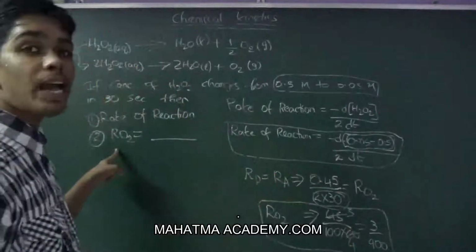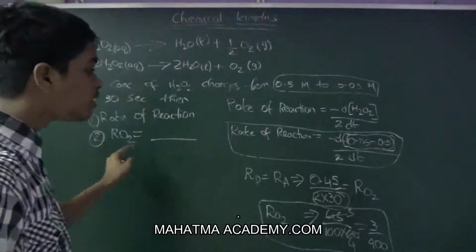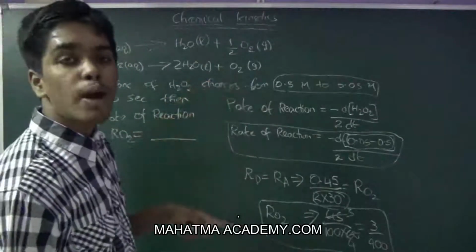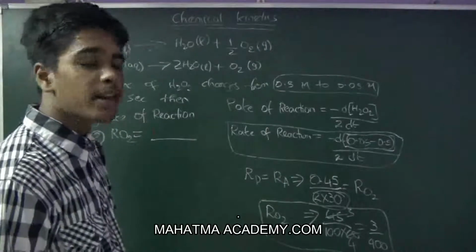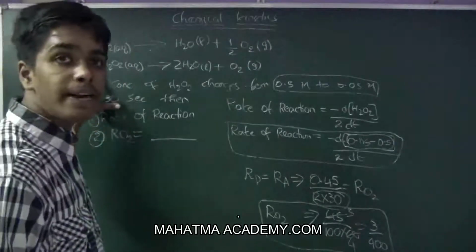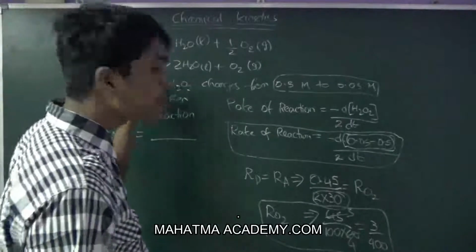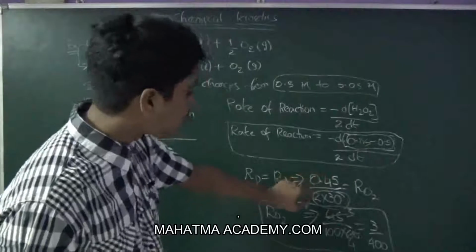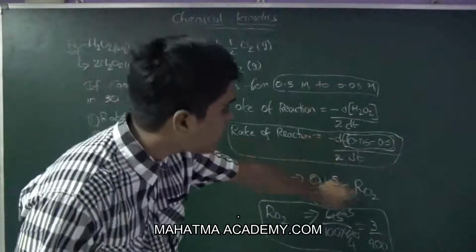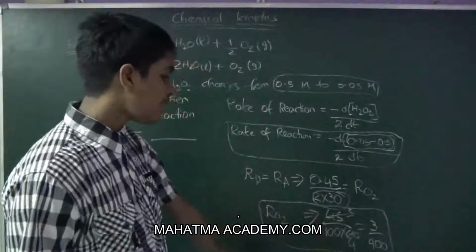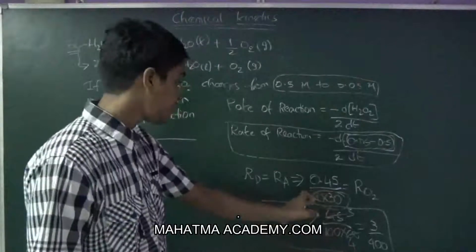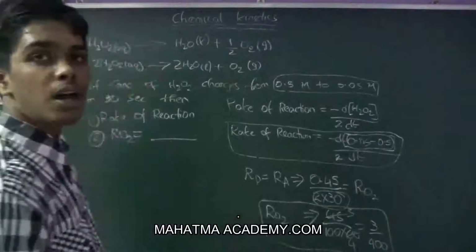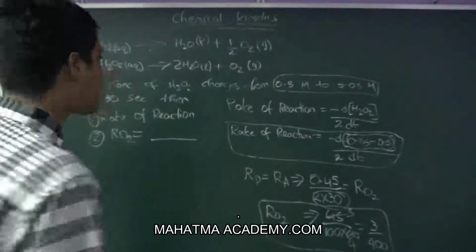Now for RO2, it is the product. For the product, the rate of association is given, and for the reactant the rate of dissociation is given. They are both the same, so RD is equal to RA. So this term will become R of O2. As we solve this question, we will get the rate of association of O2. Now we are going to discuss the second question.